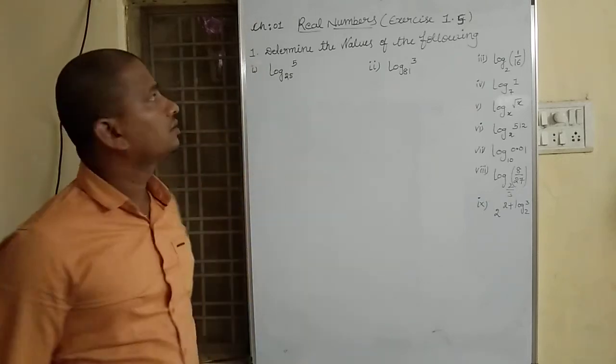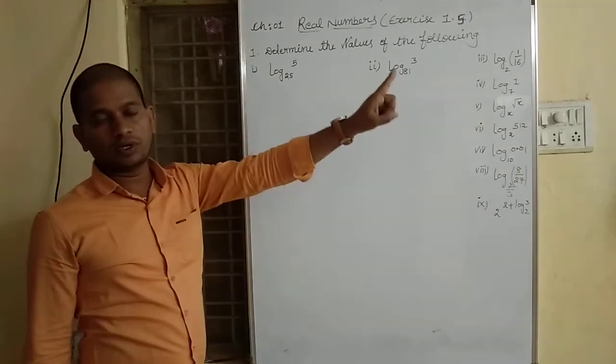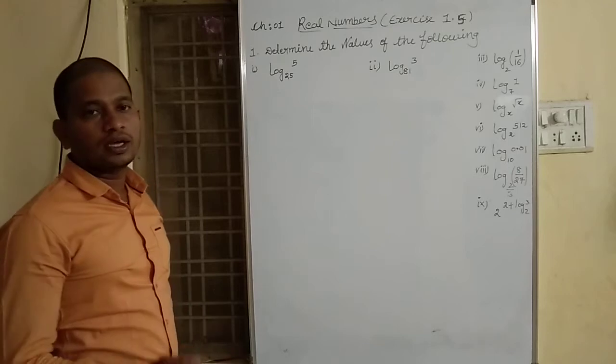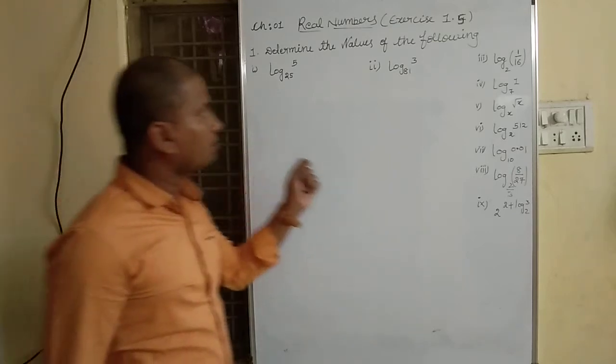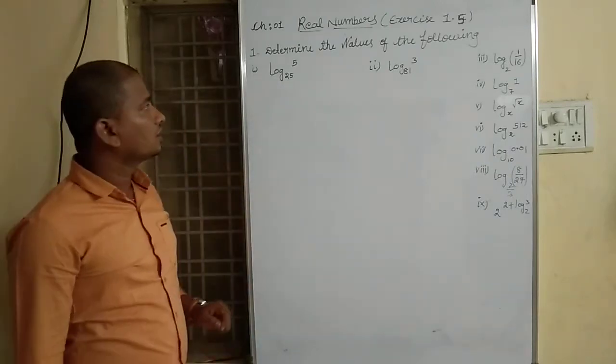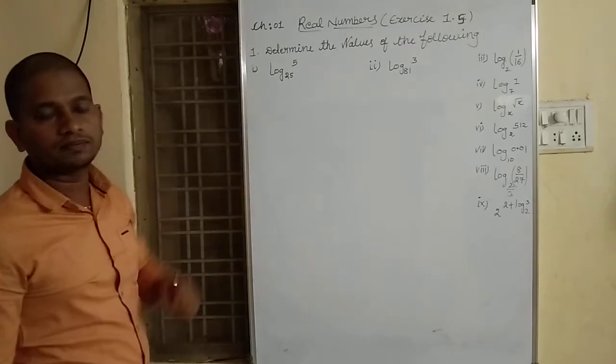Today's session, chapter number 1, real numbers, exercise 1.5, we will discuss now. In exercise 1.5, the first question is: determine the values of the following. In the first bit, log 5 base 25.